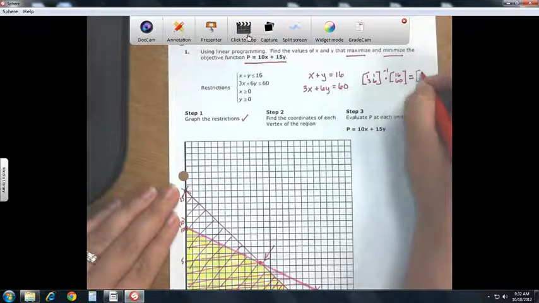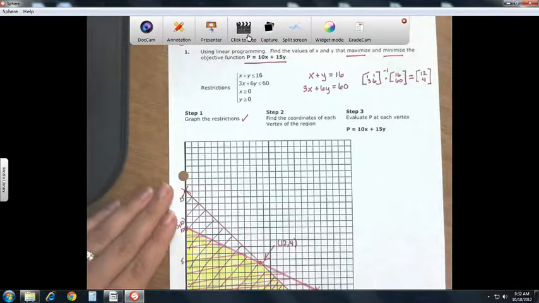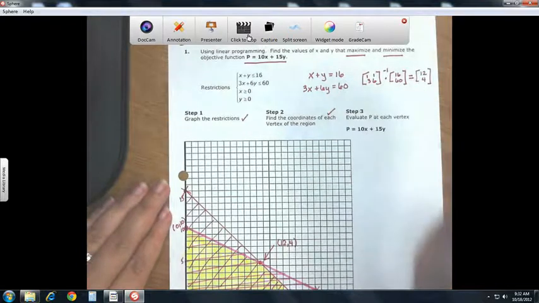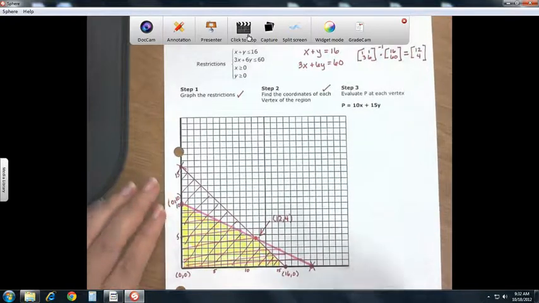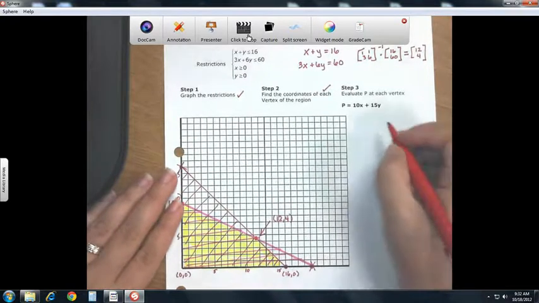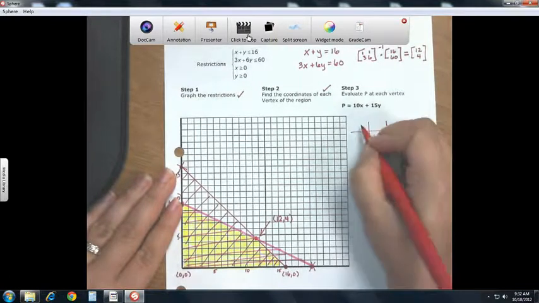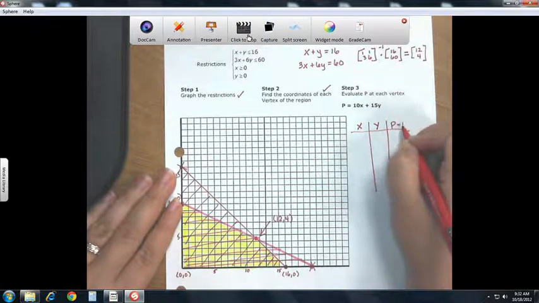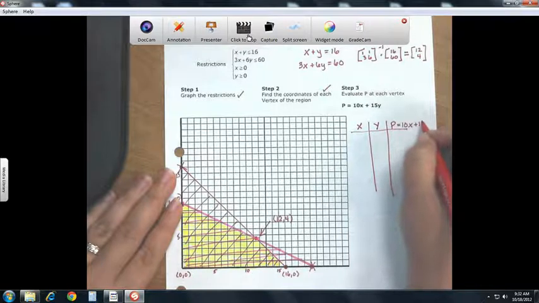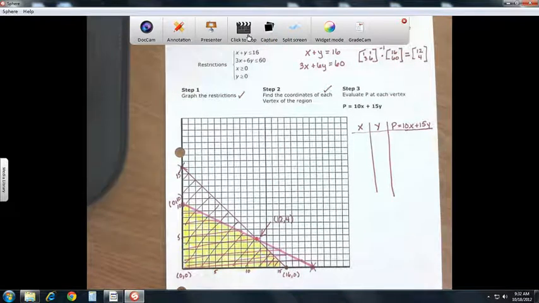So we've now found the coordinates of each vertex of the region. The last step is to evaluate P at each vertex. To do that, I just make a quick table. I've got x and y, and I've got P, which is 10x plus 15y. Now you can use your calculator to do this, but it's really not that hard to do it by hand either. 0, 0, 16, 0, 12, 4, and 0, 10.